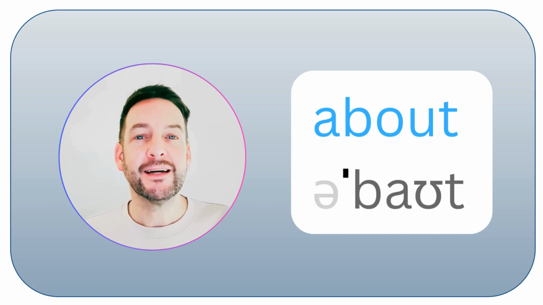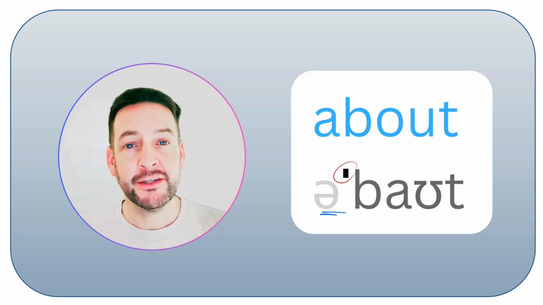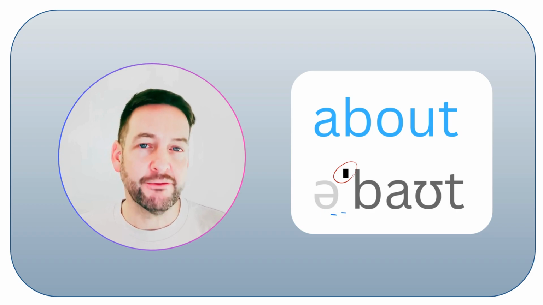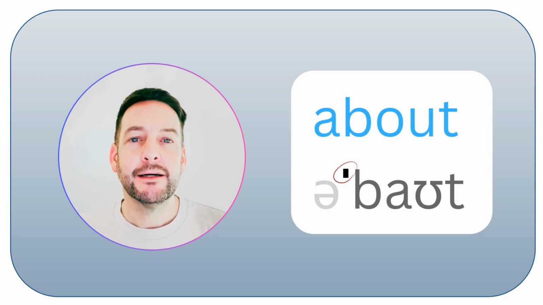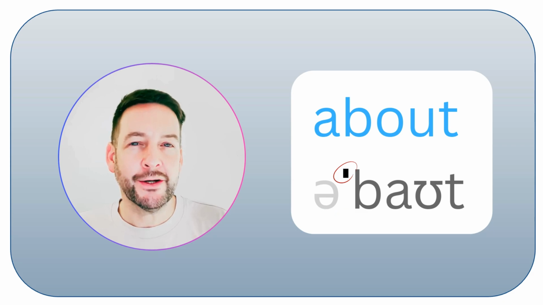First up, "about." The first syllable with a schwa is unstressed, and the second syllable is stressed and marked in red. Note that the stress mark always comes before the stressed syllable. Okay, so the pronunciation is "about." Again, the schwa, okay, it's quieter and it's quicker than the stressed syllable.